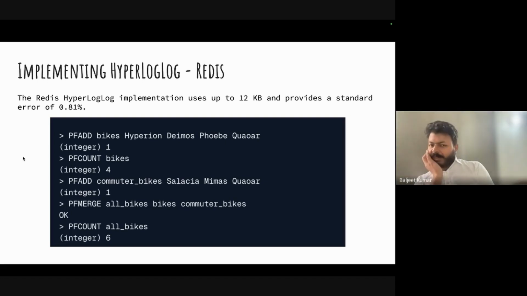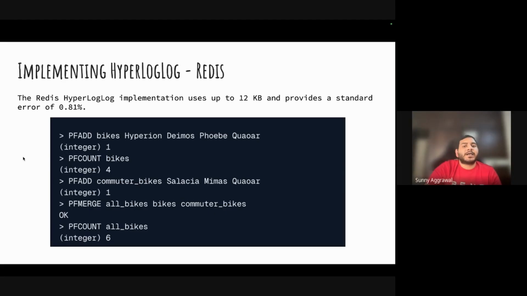What's the recommendation for what kind of datasets should we use HyperLogLog? Does the paper mention anything about the best range? So looking at the Redis documentation, it says that it uses up to 12 KB and it is able to count up to 2 to the power 64. Yeah, which is fairly large.